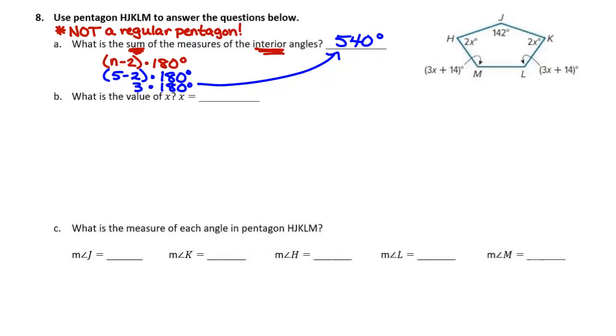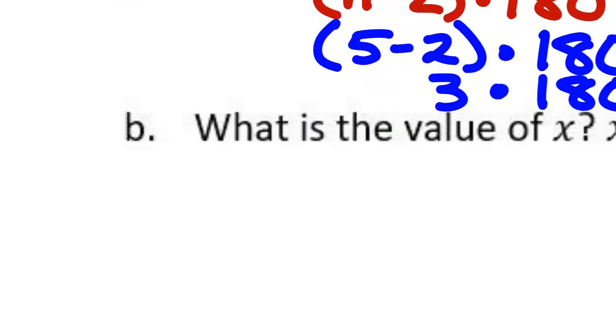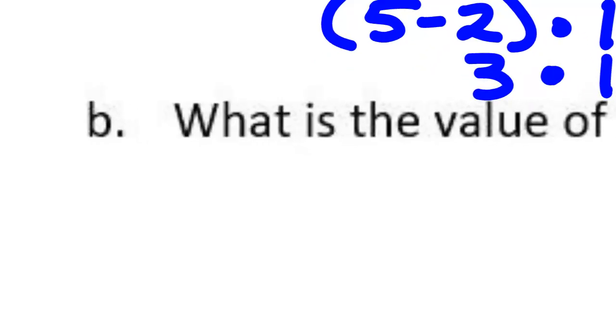What does sum mean? Adding. So if I add up all the angles, it adds up to 540 degrees. What are the names of the angles of this pentagon? Not 180, but you're close. What did we say the sum was?